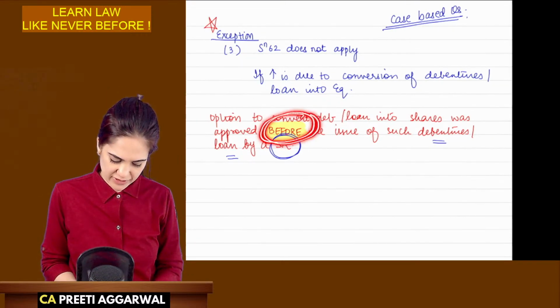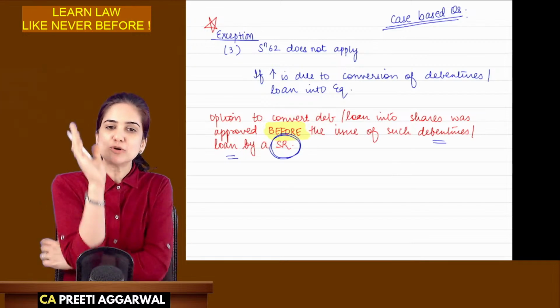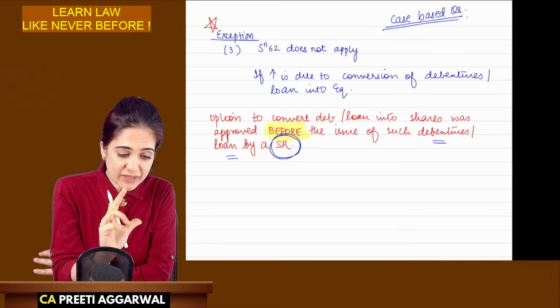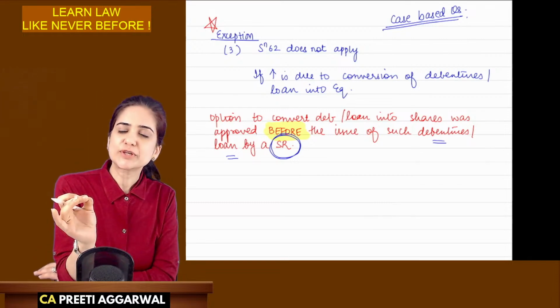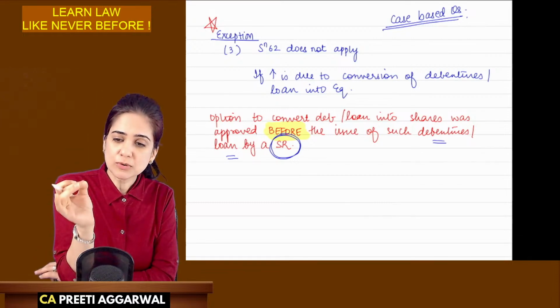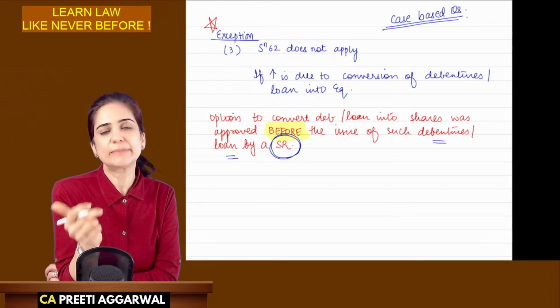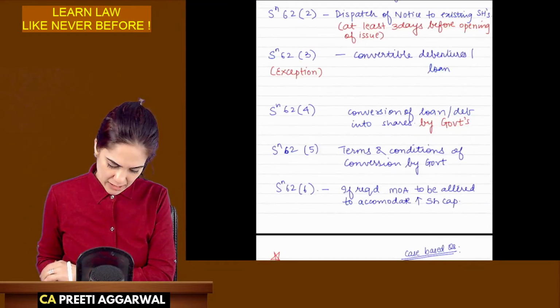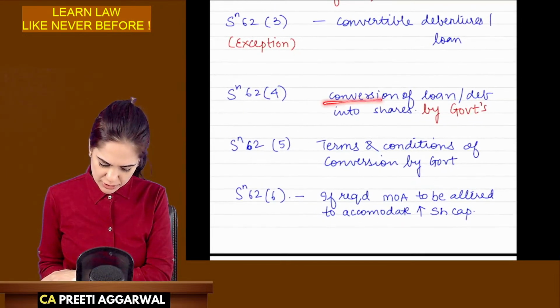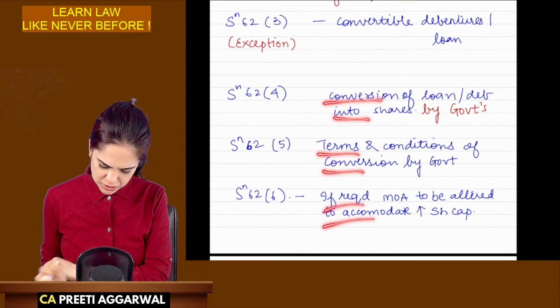This word "before" is very important. Ma'am, do we also need the approval when they are being converted? No, that time we don't require approval. Approval of the shareholders is required when you issue the convertible debentures or loan. So conversion terms and conditions are not important for you.